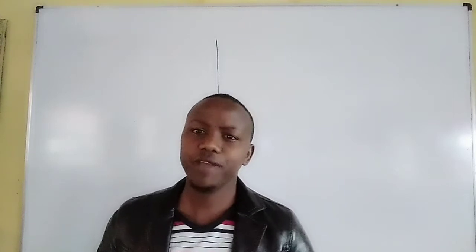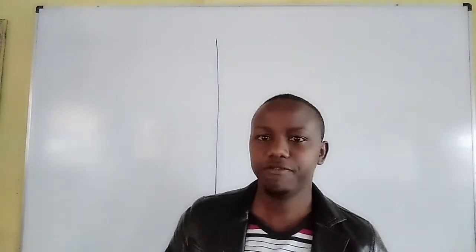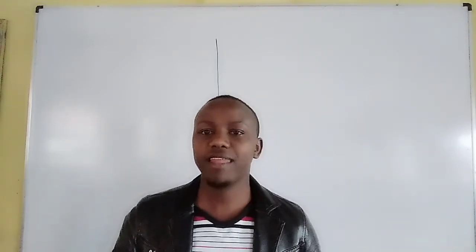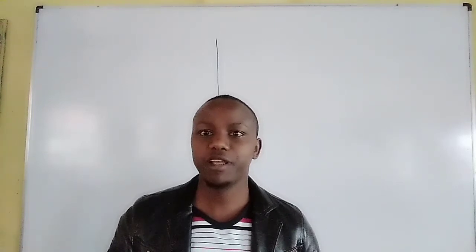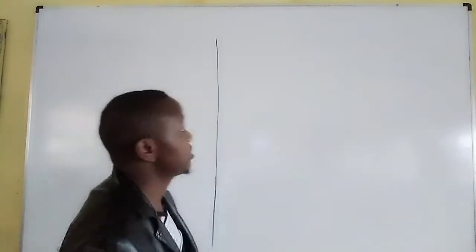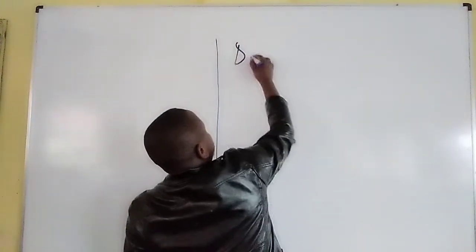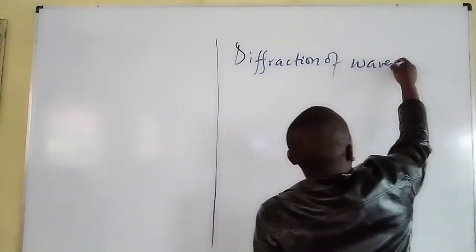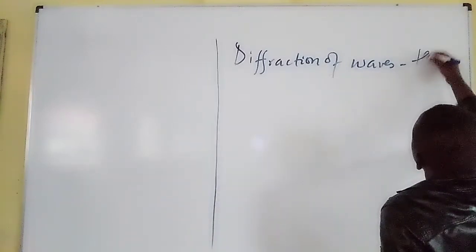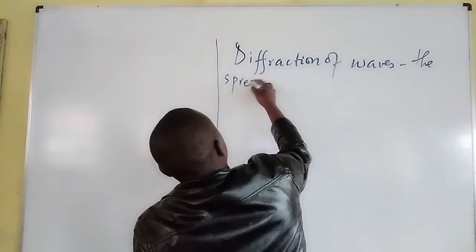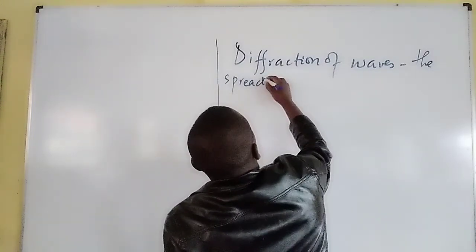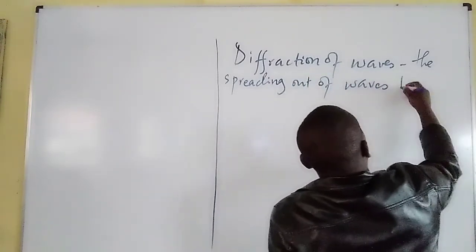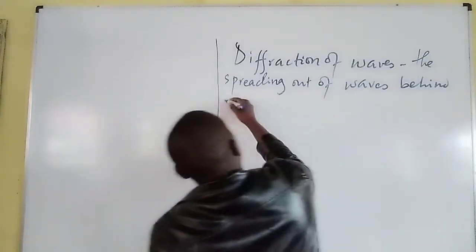Okay, we are continuing with waves 2, number 3 topic in physics. Now we are observing the properties of waves, and I want us to discuss the third property, which we call diffraction. Diffraction of waves can be defined as the spreading out of waves behind an obstacle.